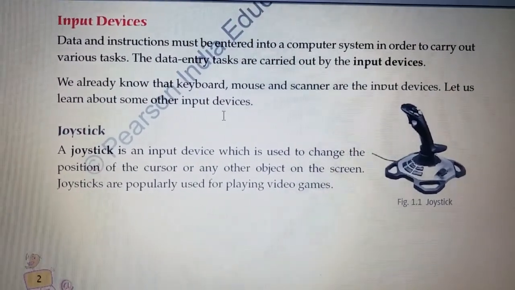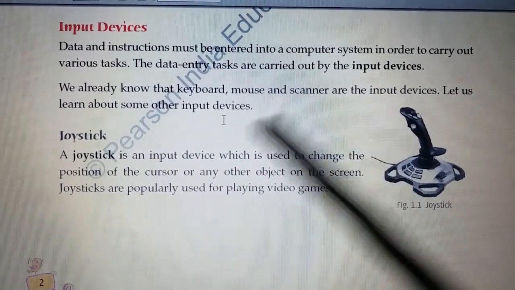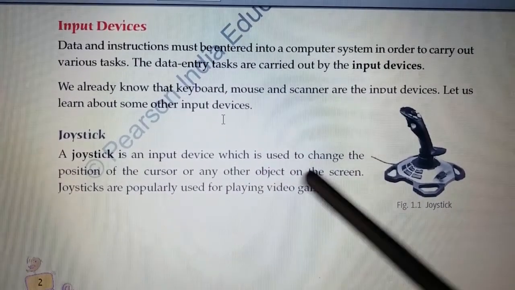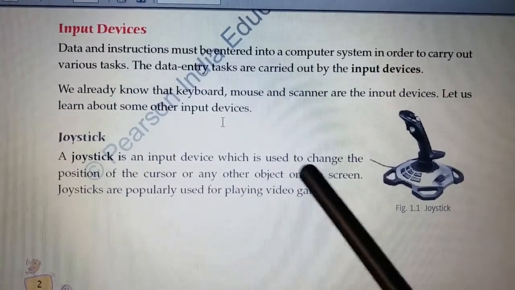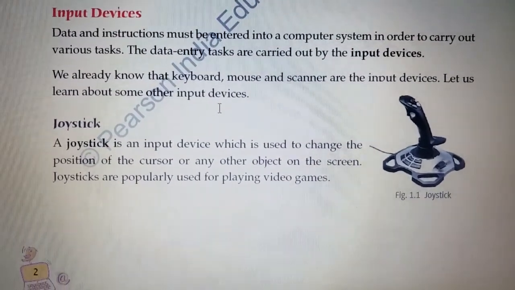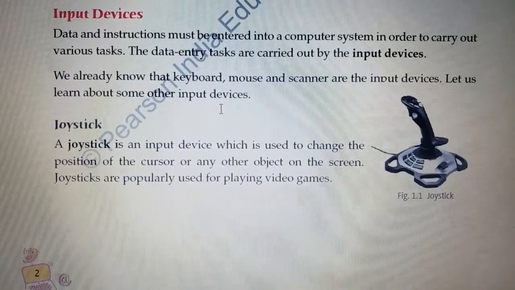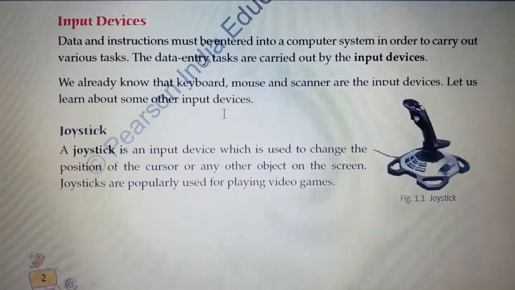Joystick. A joystick is an input device which is used to change the position of a cursor or any other object on the screen. Joysticks are popular for playing video games. A joystick is like a PSP controller. You all know, you all are playing games. So a joystick is a device which we can use for video games.